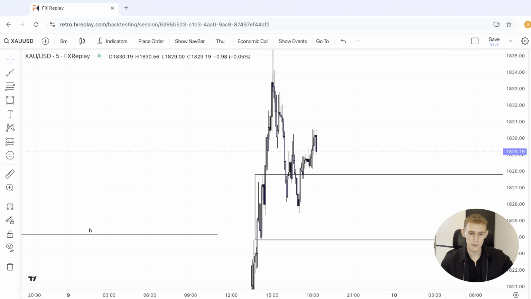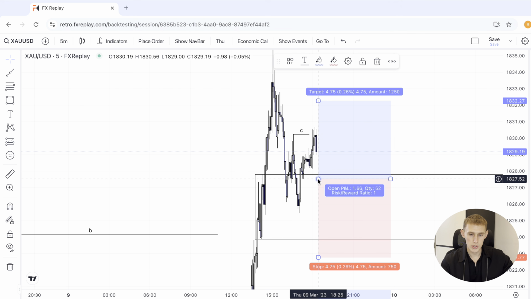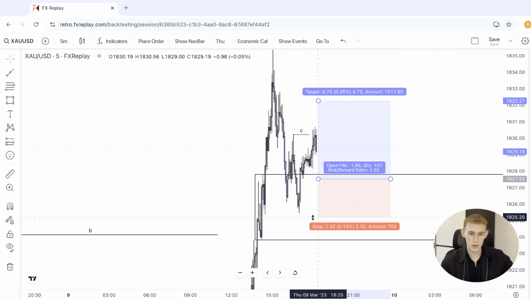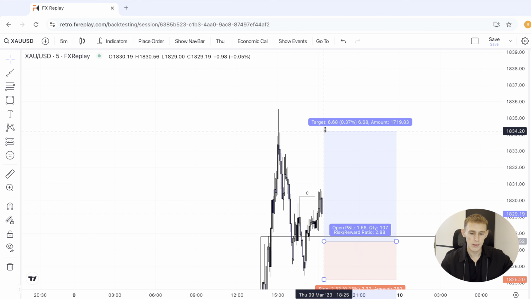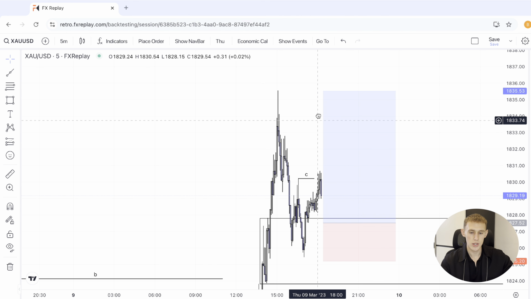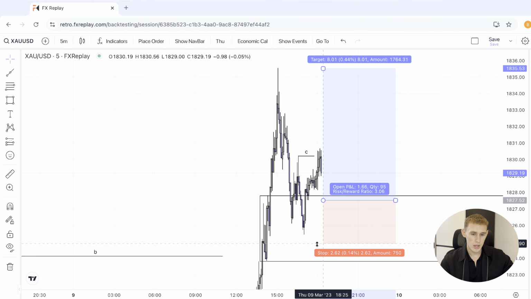There you go, there's your 5-minute change of character. We have this sort of imbalance down here, so I'm going to enter there, stops just below that low. Again, 1 to 3 target. I'm going to make the stop slightly bigger just so it's a 1 to 3, and we'll place the limit.